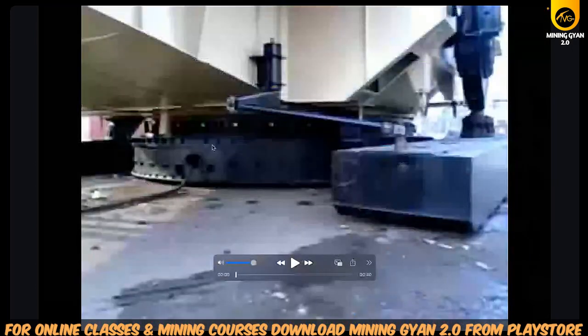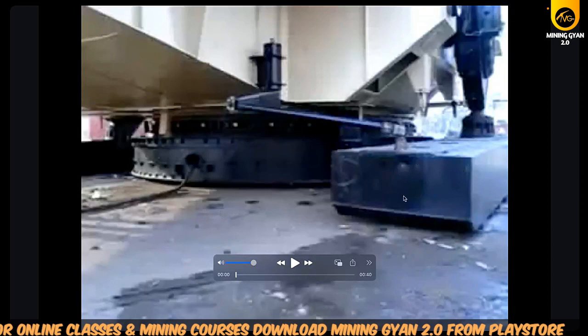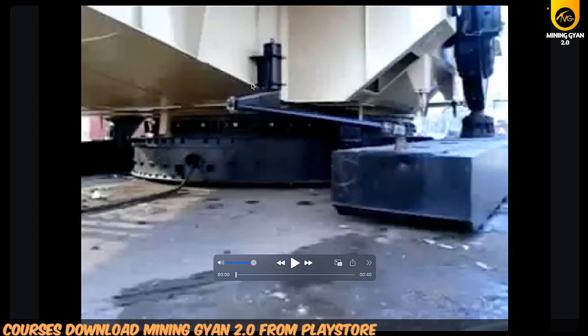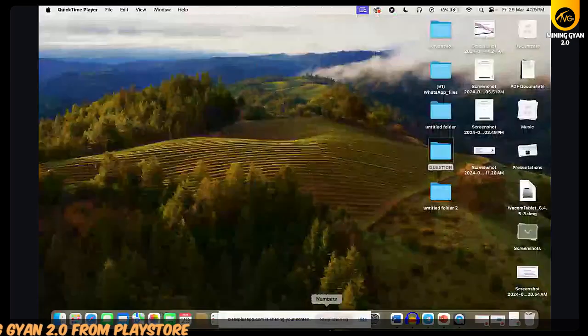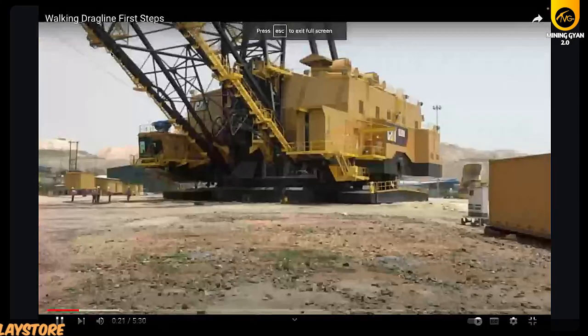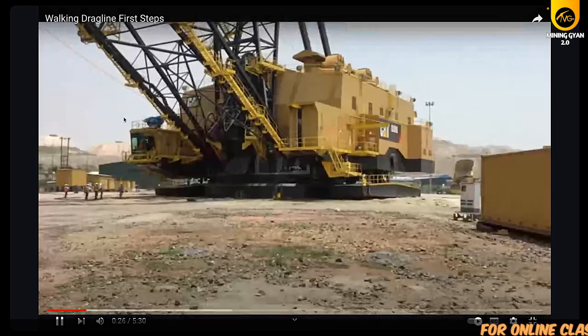This is the drag line. This is the foot of the drag line. This is the body of the drag line. When the drag line wants to move from one place to another, this foot will be put down first, then the whole body will lift and come forward. If I had any video I would show you, but I don't, so I am googling it. This is the big drag line. So, the boom length and the bucket capacity.